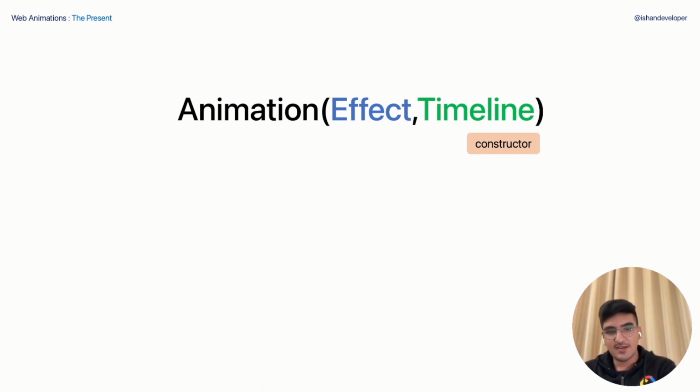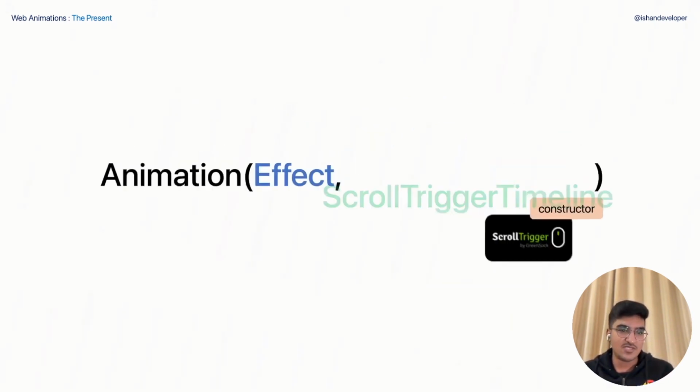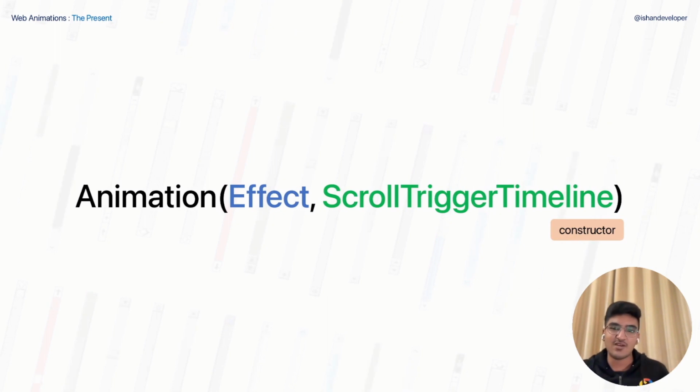And yeah, what these folks at GreenSock have is something called ScrollTrigger, this particular plugin. So how do you synchronize with the scroll bar, right? What they do is, in order to do that, they just replace this particular timeline with the ScrollTrigger timeline. And that's how you achieve that immersive effect.